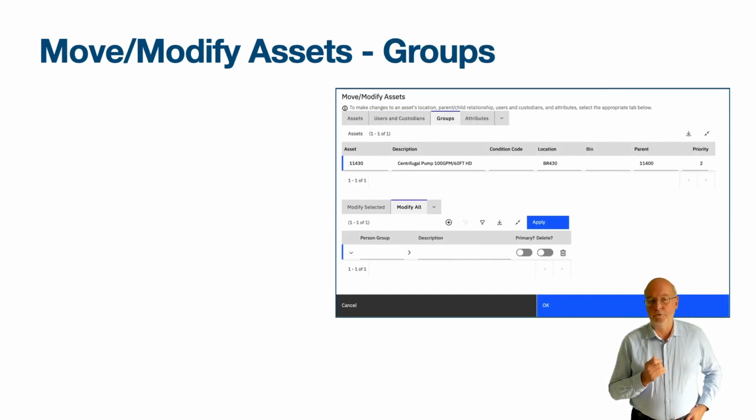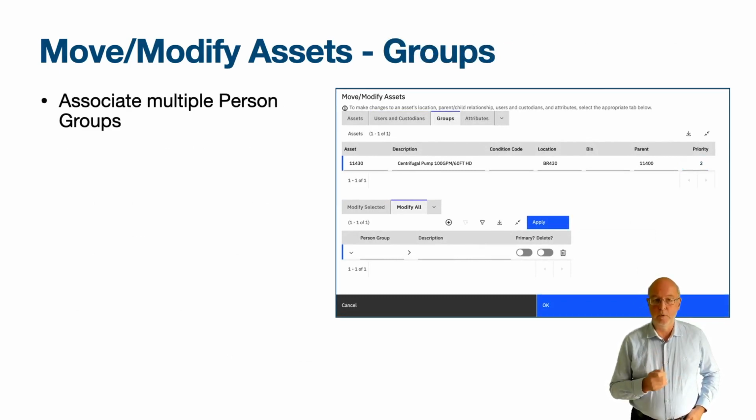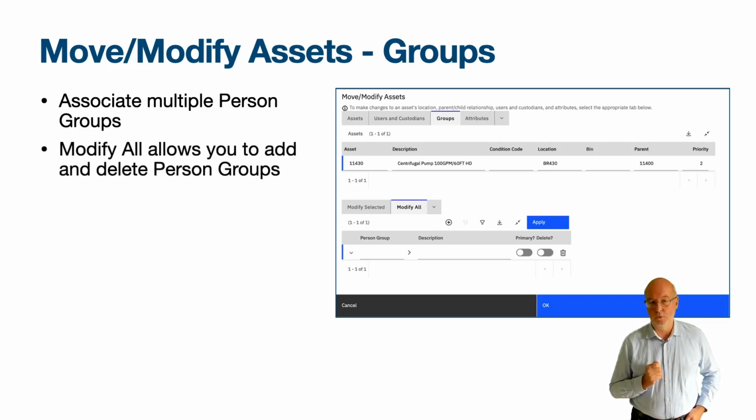The Groups tab allows you to associate one or more person groups with the set of assets you have in the Assets table window. There are the Modify Selected and Modify All subtabs, and the screenshot on the right is showing Modify All. This is most often used to associate maintenance or operations teams with a set of assets, perhaps assets of a certain asset type. It might be used for security reasons or to build a safe query so that when users come into the Assets application, the assets that they are most interested in have already been selected for them.